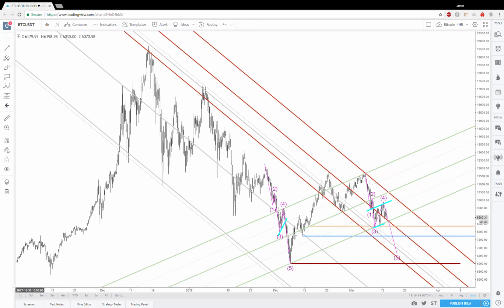Hey everyone, this is James, and it is 7:15 a.m. Eastern Standard Time. It is March 13th, and this is my 4-hour chart of Bitcoin, BTC/USDT on the Binance exchange. Real quickly, this is not investment advice.